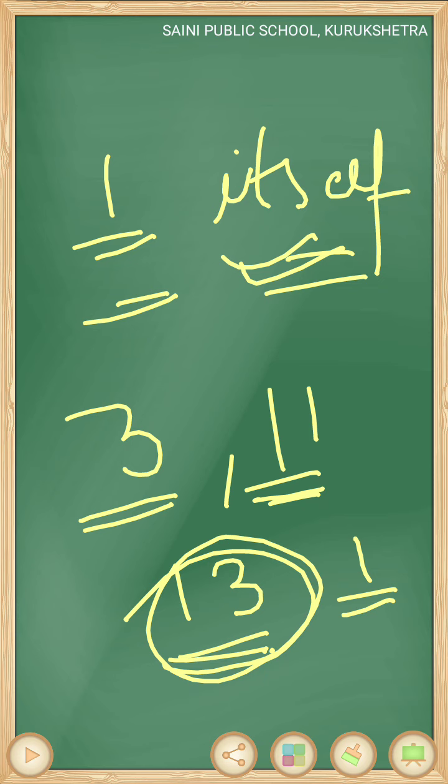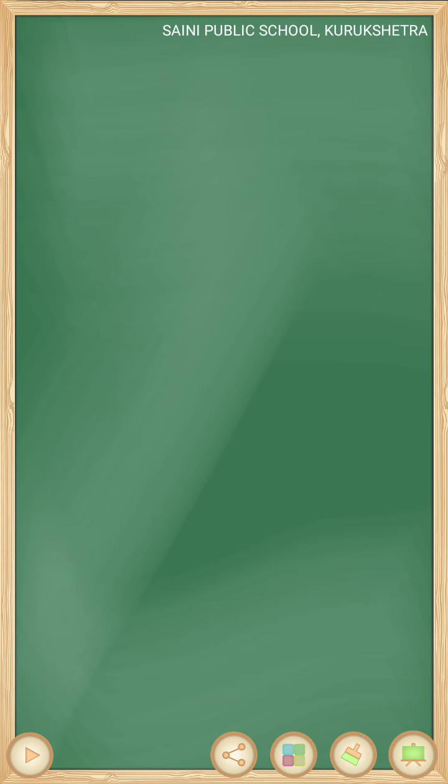It comes in the table of 1 and 13. It comes in the table of 1 and 3 and 1 and 11. So these all are prime numbers. So when we write a number as a product of these prime numbers, this is called prime factorization. Now we will discuss the factor tree method.